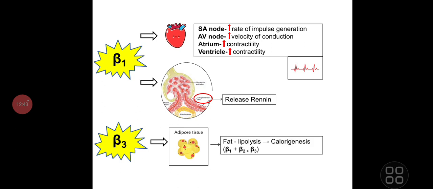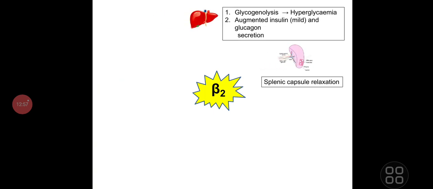And beta 3 receptors are present in adipose tissue, and they are responsible for fat lipolysis, which ultimately leads to calorigenesis. Now beta 2 receptor is present in the liver. Here in the liver it causes glycogenolysis, which ultimately leads to hyperglycemia. It also causes augmented insulin and glucagon secretion, and it causes splenic capsule relaxation.